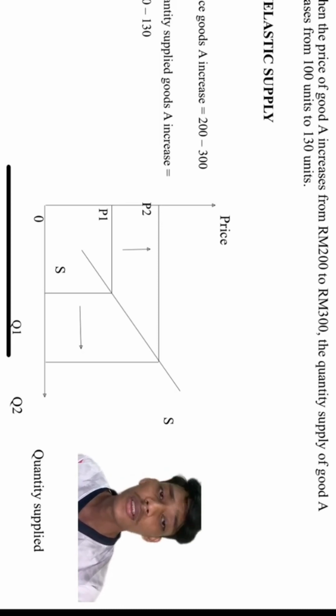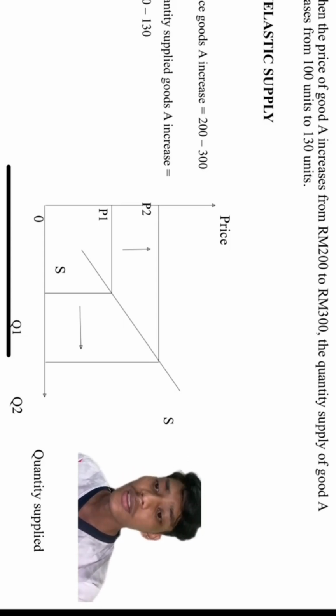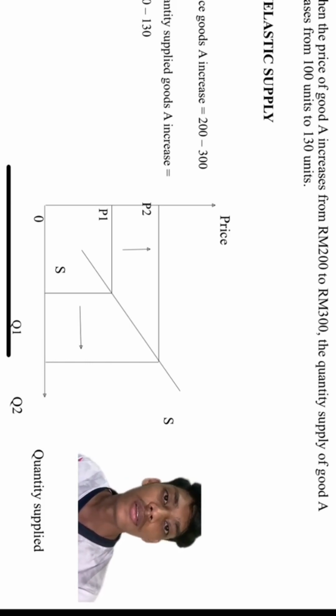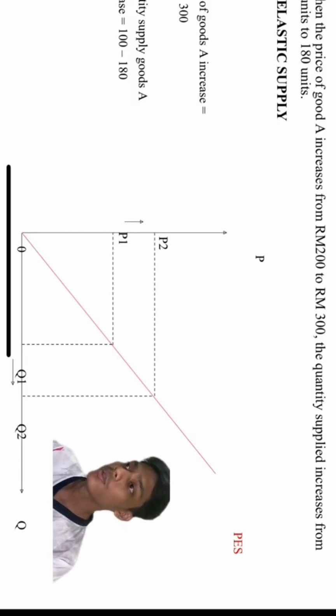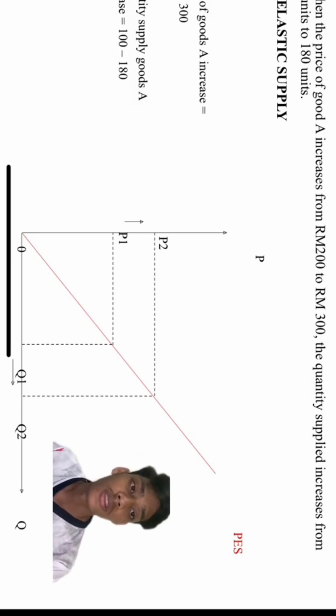The percentage change in quantity supplied is less than the percentage change in price. From there, we can know that the answer is inelastic supply. Now we go to question C. When the price of good A increases from RM200 to RM300, the quantity supplied increases from 100 units to 180 units.